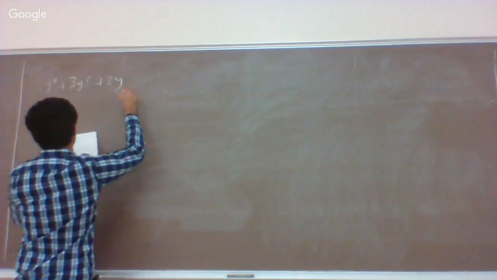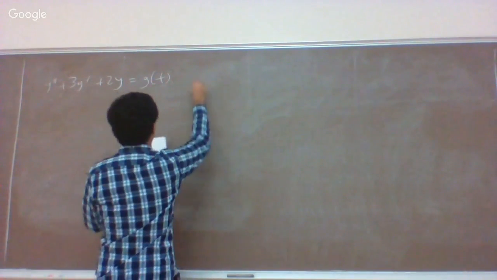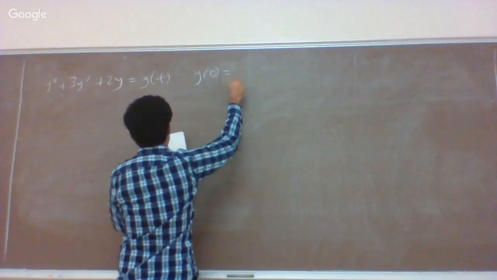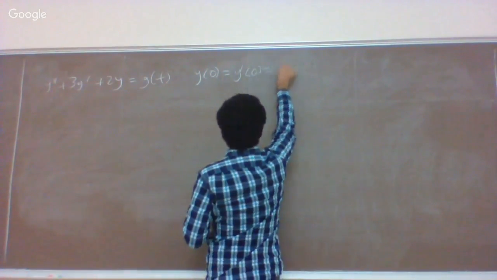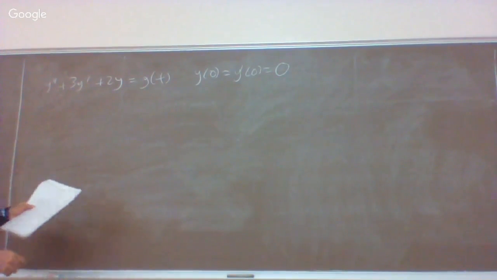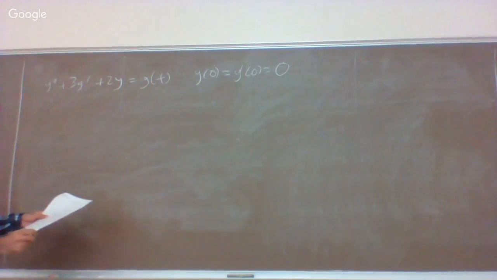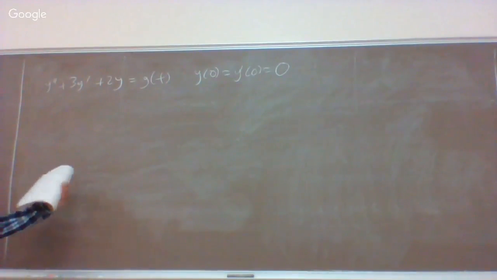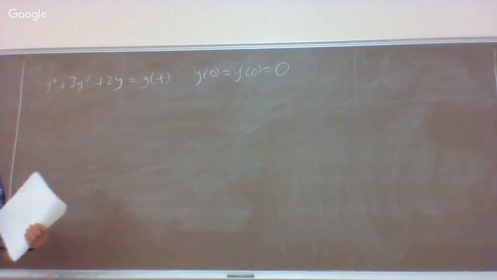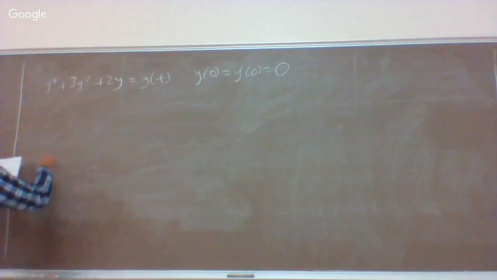First one, we have y double prime plus 3y prime plus 2y equal to g of t. And they tell us that y of 0 and y prime of 0 is equal to 0. We have to find H of s, or we have to find H of t in the end. So what can we do here to find H of s to get to H of t? Laplace, right? It's in the s domain, that's what we want.